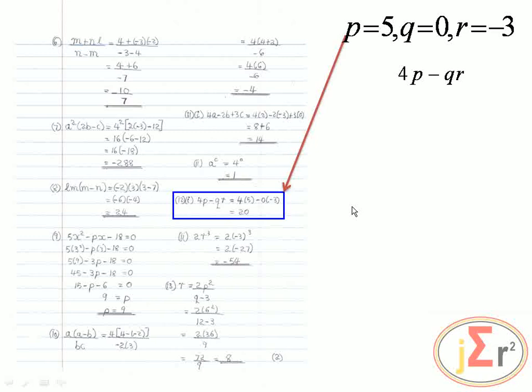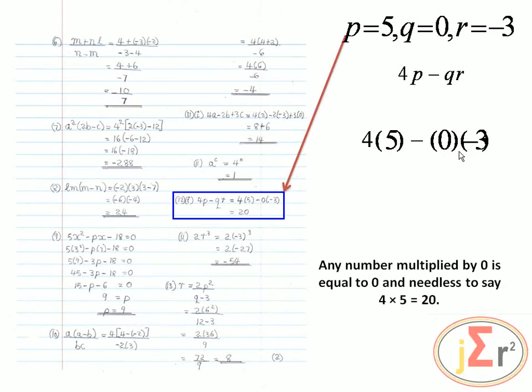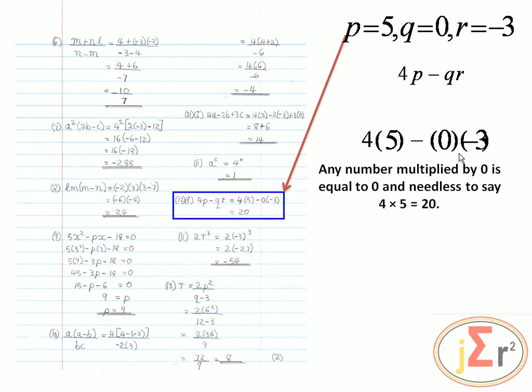Another expression, we will do the same thing. For P minus QR, for P, we have that. For Q, we have 0. For R, we have -3. And it does not matter because any number multiplied by 0 is equal to 0. And needless to say, 4 times 5 is equal to 20. I hope 4 times 5 is equal to 20 does not baffle any candidate.